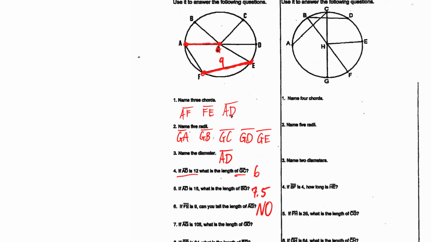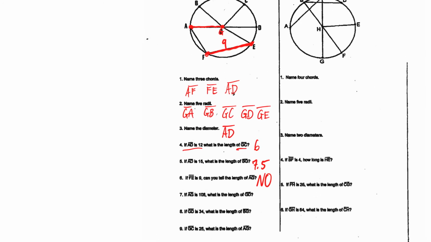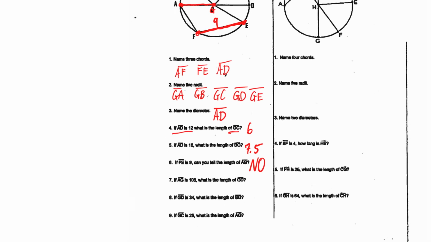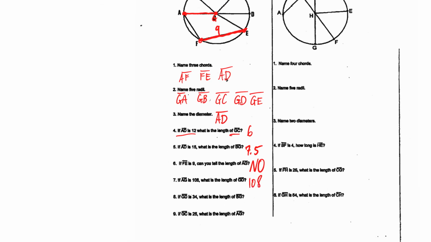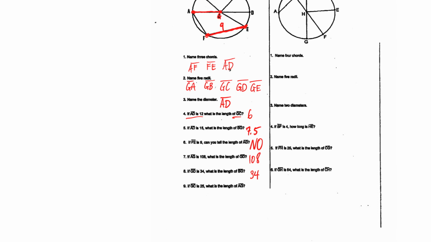Okay, if AG is 108, how long is GD? 108. If GD is 34, how long is BG? It's 34. They're both radii. And if GC is 25, how long is AG? It's 25. They're both radii. Okay, so like I said, this is just basic practicing of stuff that we've been talking about.